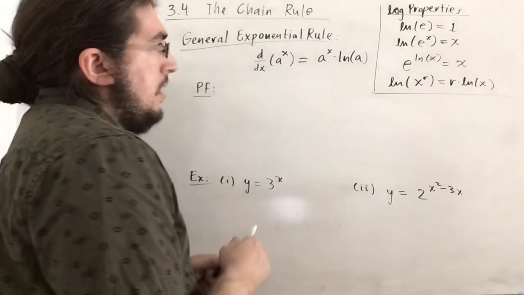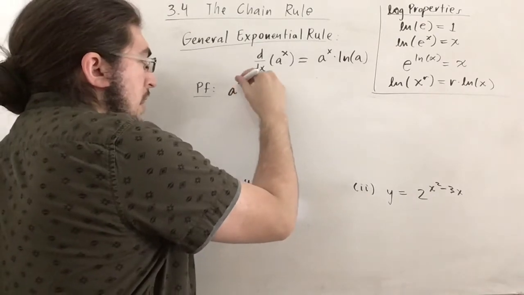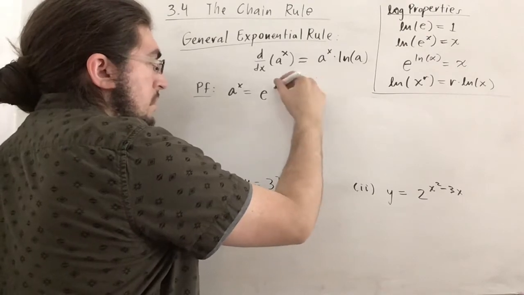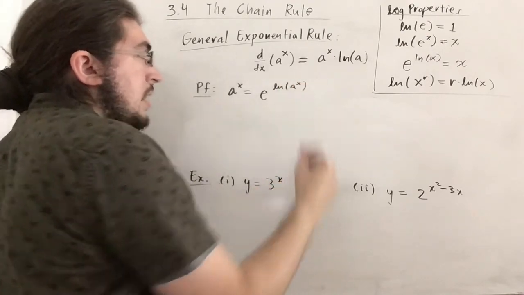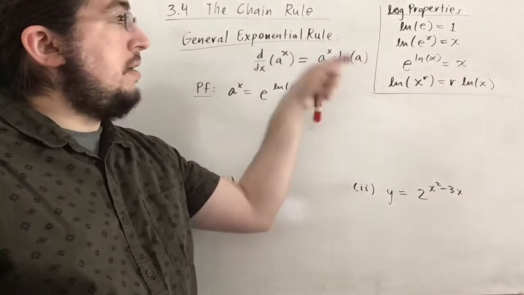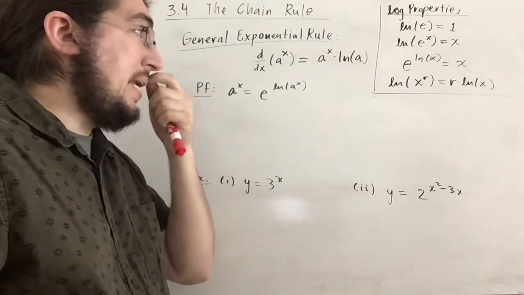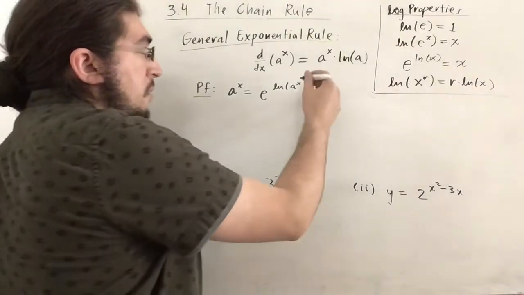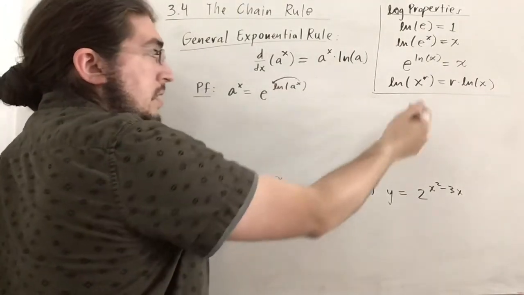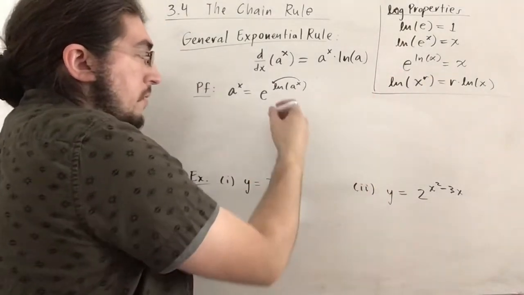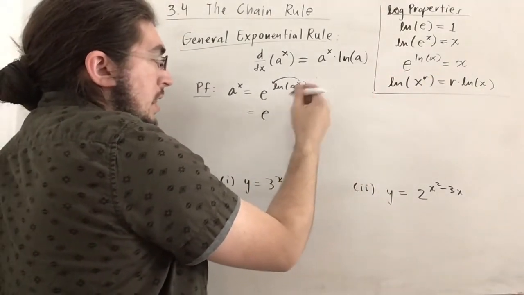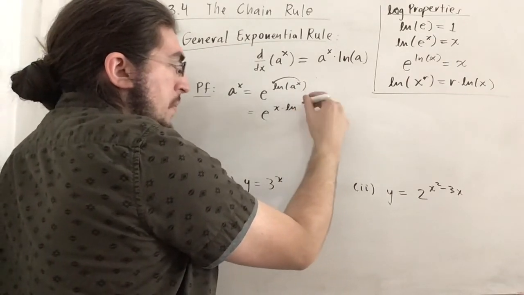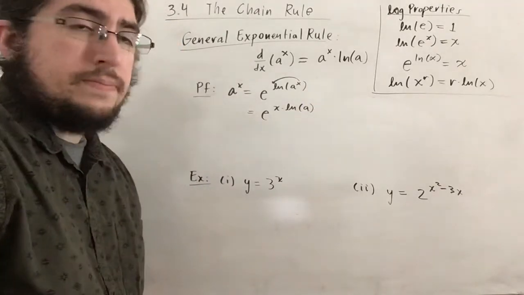In any case, the first thing I want to do to prove this is write a to the x as e to the ln of a to the x. That's just using the third property I've written: e to the ln of x is just x because the e and ln cancel. If we bring this power x out using the power rule of logarithms, which is the last thing I wrote here, it's e to the x times ln of a. And remember, since a is just a number, ln of a is also just a number.